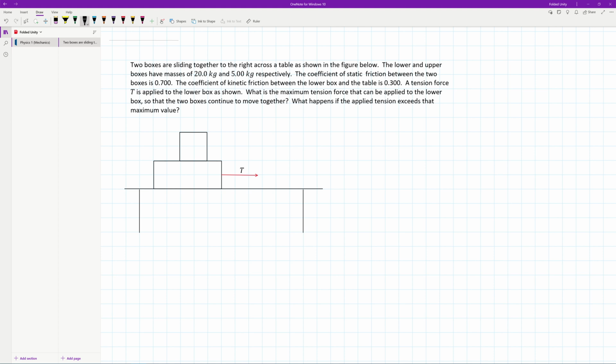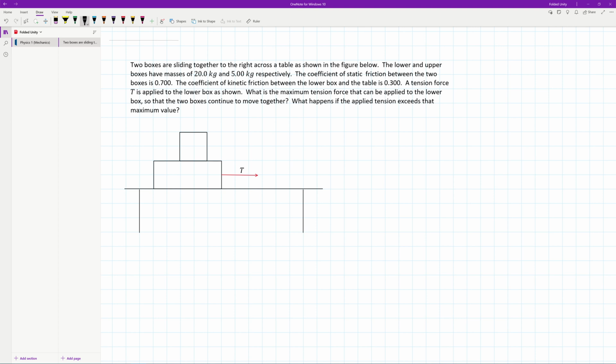So the first thing we want to do when starting a problem like this is ask, does the question that the problem's asking us actually make sense? So in this case, why is it asking us about a maximum tension? Why not a minimum tension? Well, let's think about it.